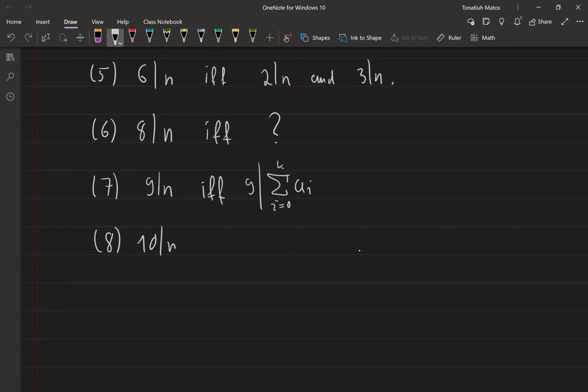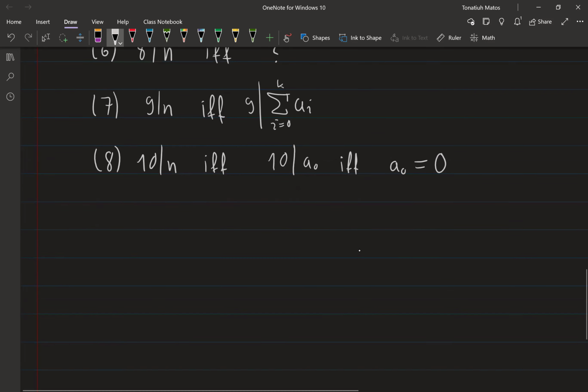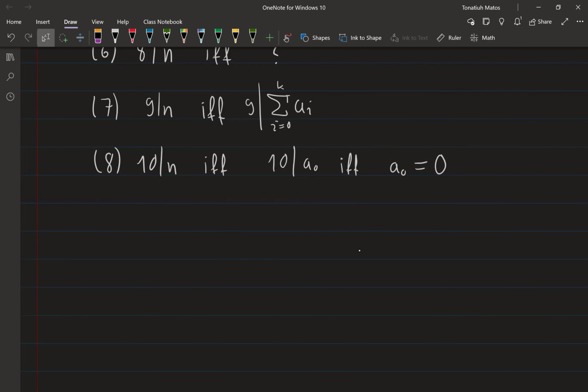10, this one's easy, right? The number is divisible by 10. 10 is, of course, 0 mod 10. So all powers of 10 get cancelled. So all you have to worry about is the last digit. But the last digit can only be divisible by 10 if it is 0, because all the others don't work. They're smaller than 10, right? And you already know this. You already know that a number is divisible by 10 if its last digit is 0. And of course, this applies to bigger powers of 10 as well.